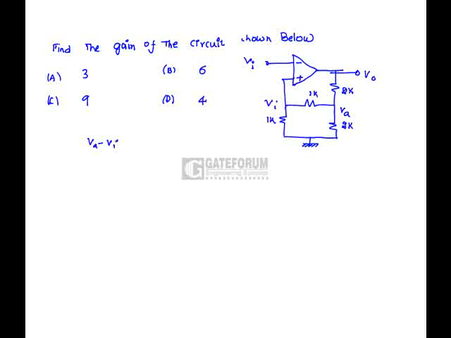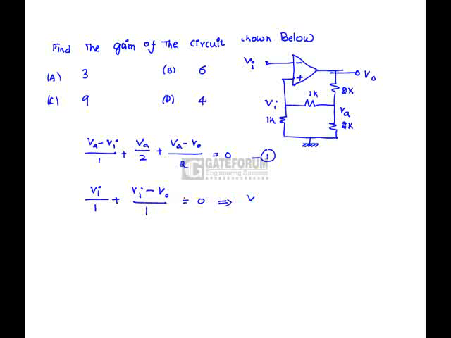(VA minus VI) by 1 plus VA by 2 plus (VA minus V0) by 2 is equal to 0. That is equation 1. If we apply KCL at node VI, that is VI by 1 plus (VI minus V0) by 1 is equal to 0. From this equation we will get VA as 2VI. This is equation 2.